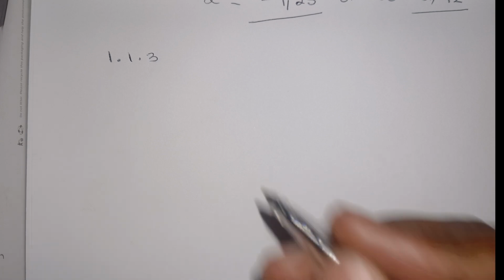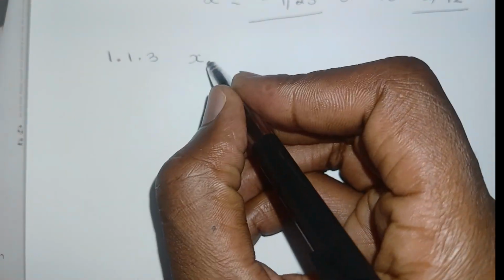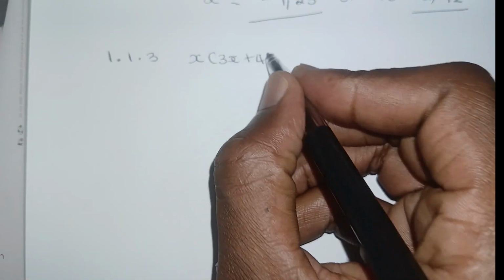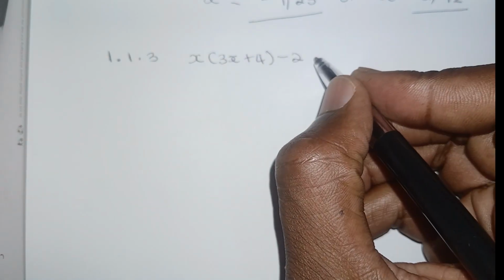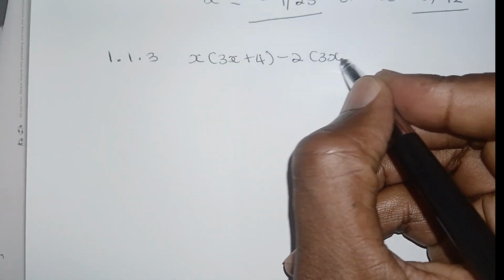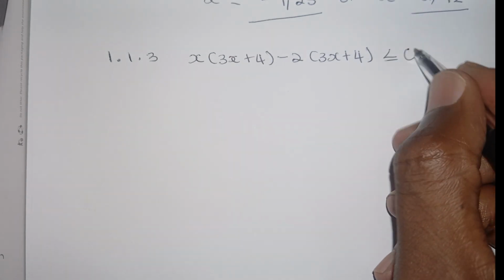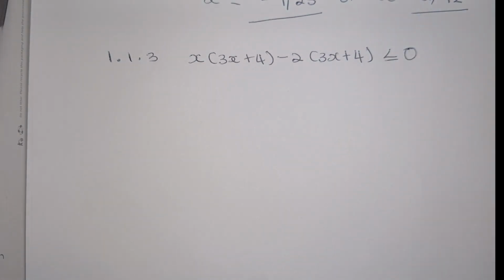1.1.3. I hate this. Now it's disturbing the camera. But then, by the way, I'll make sure that you guys see what I wrote. So now the question is: (x − 2)(3x + 4) is less than or equal to 0. Right? Now solve for x.